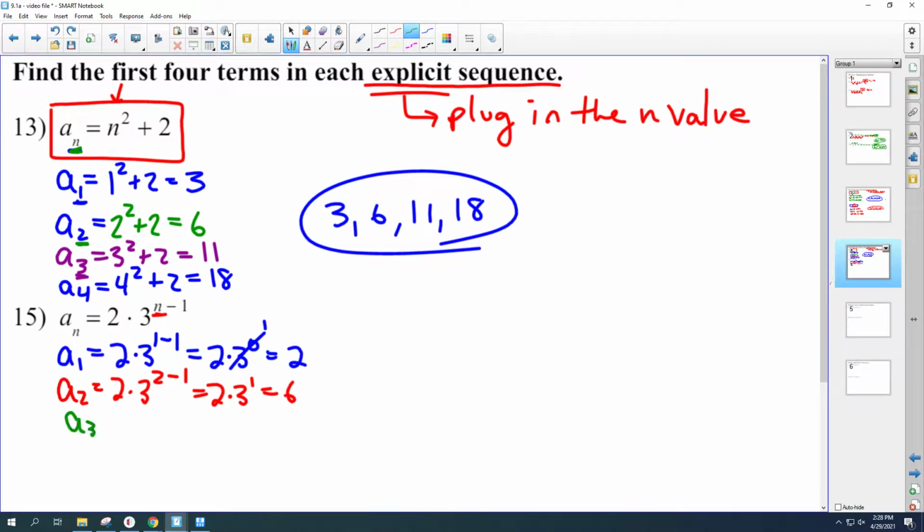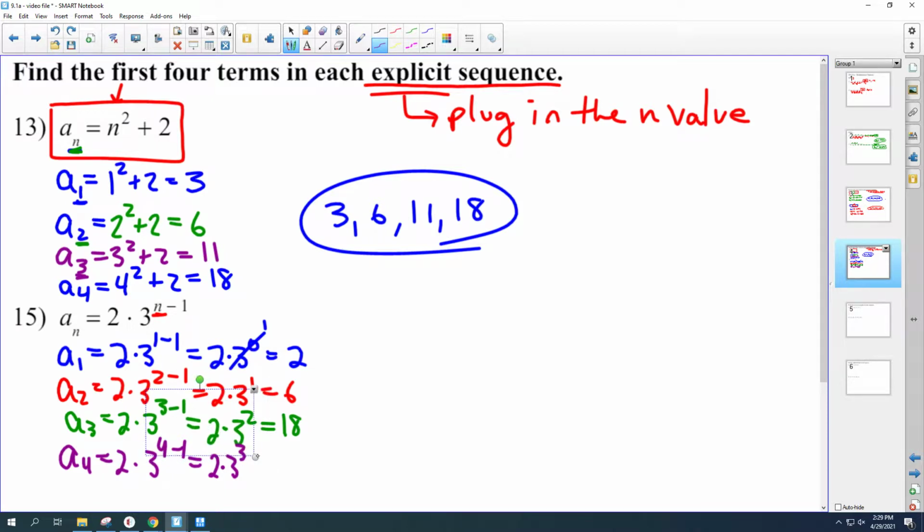Third term, plug in 3. 2 times 3 to the 3 minus 1. That's 2 times 3 squared. 9 times 2, that's 18. Fourth term, plug in 4. 2 times 3 to the 4 minus 1. That's 2 times 3 to the third. 3 to the third is 27. 27 times 2 is 54. So first 4 terms, 2, 6, 18, 54.